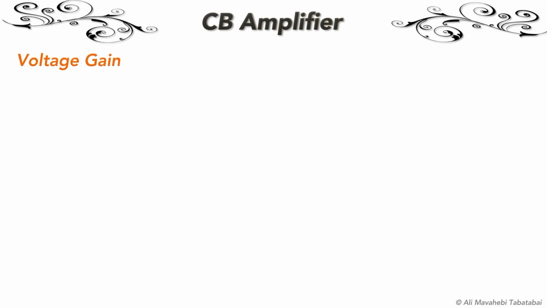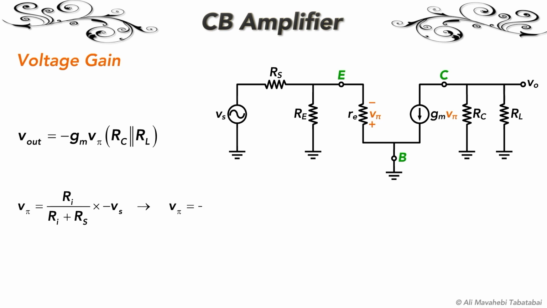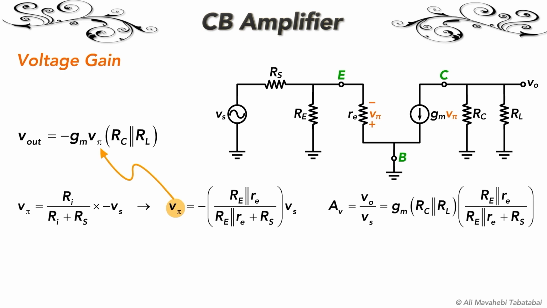If the early voltage is infinite, by using the T model, we can calculate the voltage gain of the circuit similar to what we did for common emitter configuration. First, we write the expression of the output voltage. By applying the voltage divider rule to the input and the source resistances, we can write the relationship between voltages V pi and Vs. So by replacing V pi in the equation of the output voltage, we can find the voltage gain of the common base circuit.